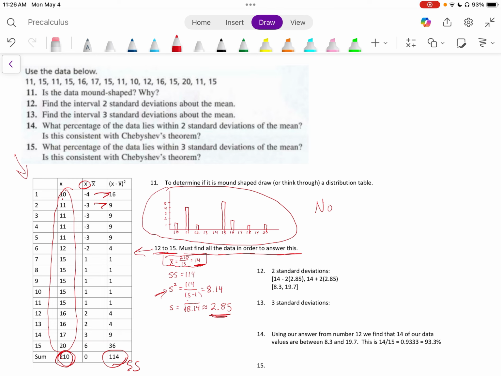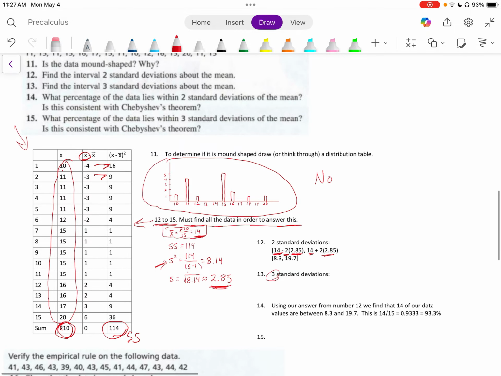So for number 12, find the interval 2 standard deviations about the mean. So take your mean of 14 and subtract 2 standard deviations, and then take 14 and add 2 standard deviations, which gives us the interval from 8.3 to 19.7. Number 13 is very much like number 12, except now we're doing 3 standard deviations. I'm not going to do that one.